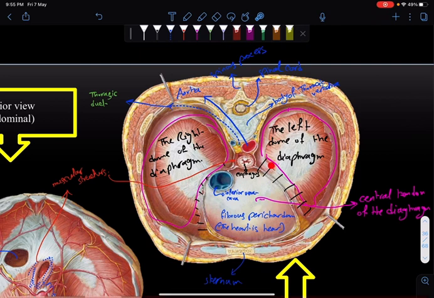Let's start. It is made of two domes: the right dome of the diaphragm and the left dome of the diaphragm. This area is the central tendon of the diaphragm, which we will take in a moment, the insertion of the diaphragm here. Ligaments, muscles and tendons all insert into the central tendon of the diaphragm. This is the inferior vena cava, a vein, and the aorta, the big artery.